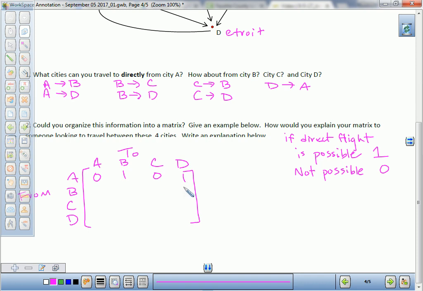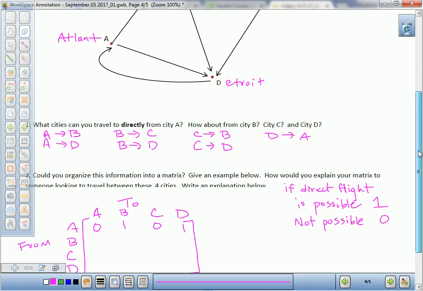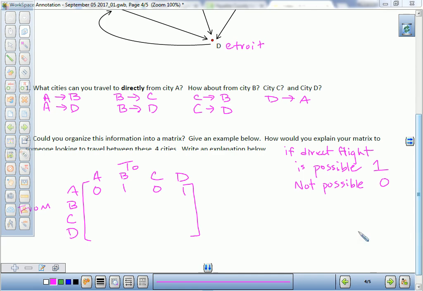So do you see how it works? Binary. You finish the matrix for us then. It's a bunch of zeros and ones. Whoops, D to A is my only possibility. Okay, so is my matrix correct? I did it really fast. Does yours match mine? Yes.